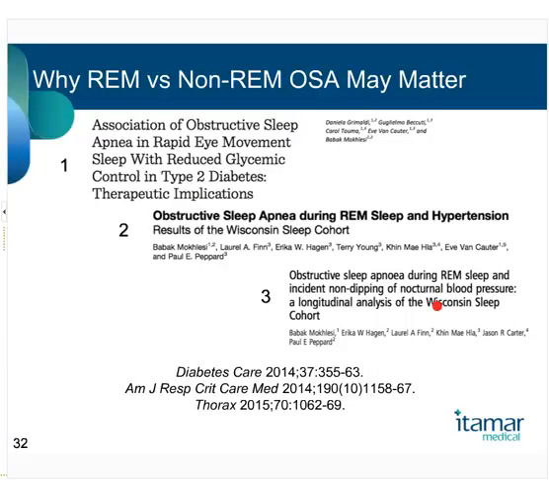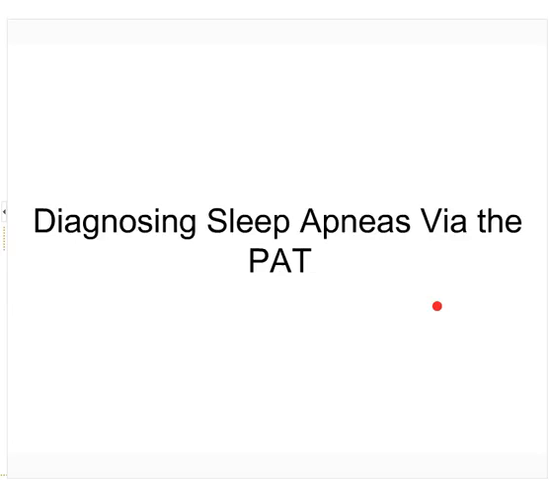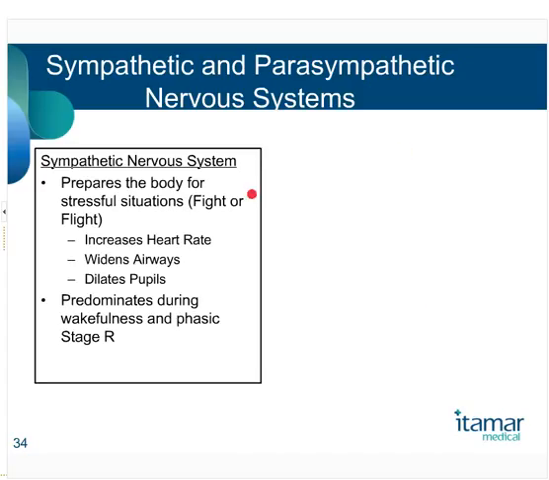So let's talk a little bit about how you diagnose sleep apneas via the PAT signal. Just to remind you that the PAT signal works off the sympathetic nervous system, as we've discussed. There's another part of the overall autonomic nervous system called the parasympathetic nervous system, and it's sort of the opposite of the sympathetic. So you remember that the sympathetic nervous system is the one that's associated with stress. It prepares the body for attack, to fly, for fight or flight.